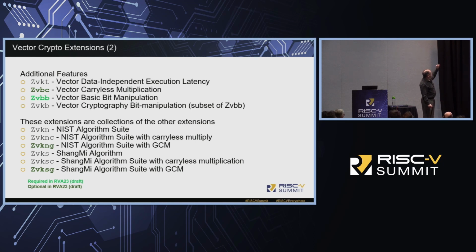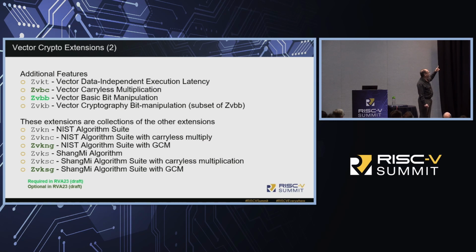So these two instructions are kind of general purpose. You can use them in cryptography, but they also fill gaps in the RISC-V vector offering. ZVBB actually is required in the RVA 23 profile draft specification. It's not finalized yet.